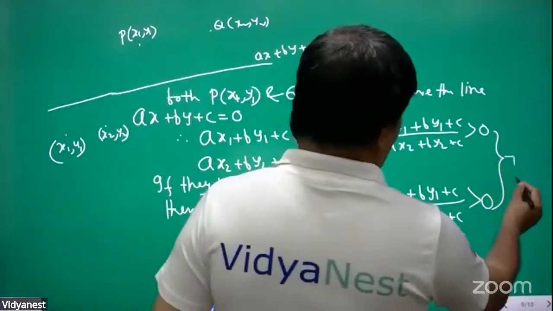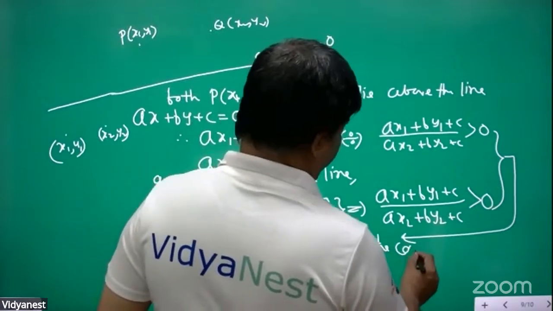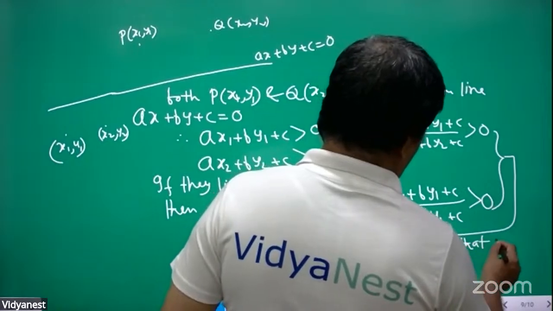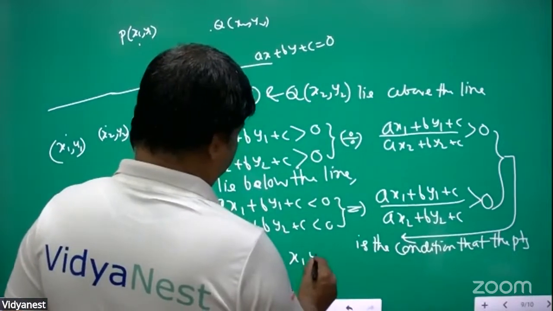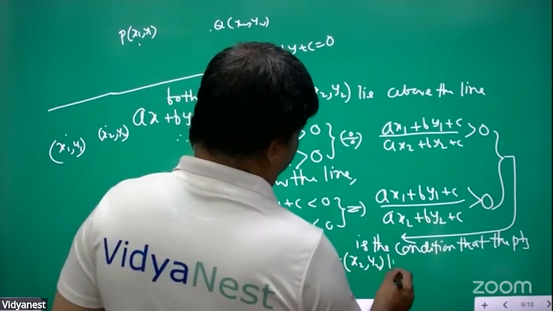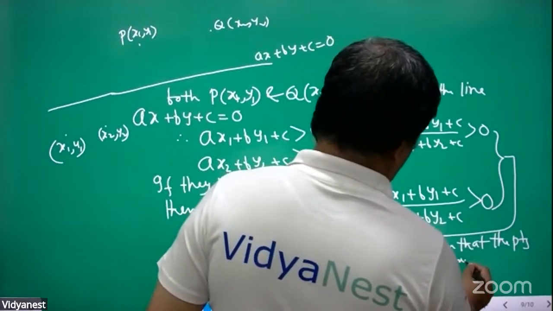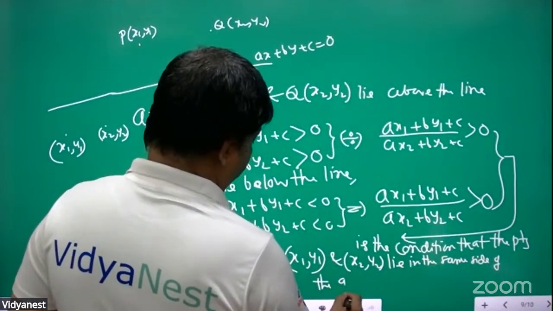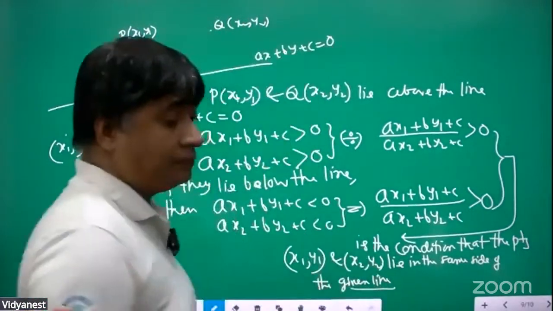Therefore, this is the condition that the points (x1, y1) and (x2, y2) lie in the same side of the given line. Okay?